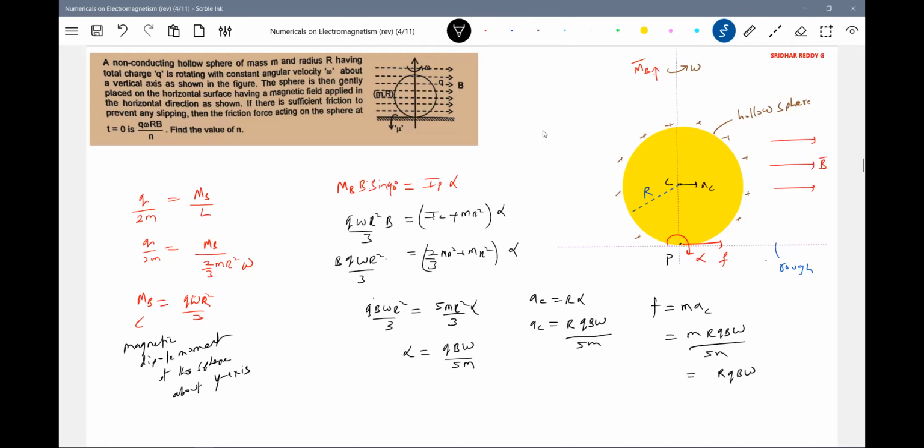R QB omega by 5. That's the magnitude of friction at that instant. So what we should call instantaneous, also an angular instant. Don't write instantaneous angular; again, we'll start thinking instantaneous acceleration. At that instant, the acceleration of center of mass, the acceleration of center of mass at t equals 0. That's all, finished.